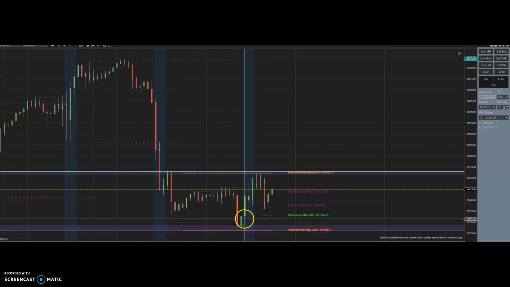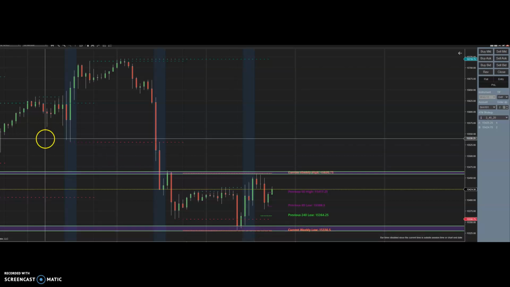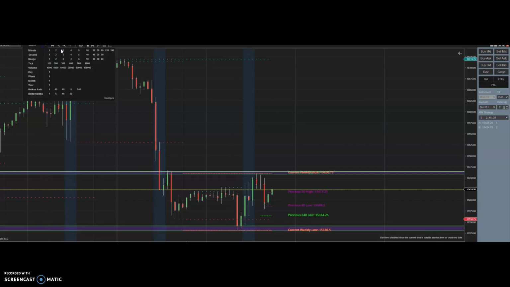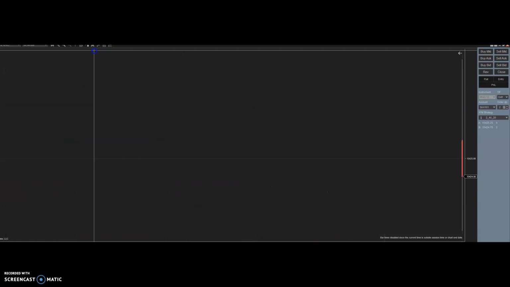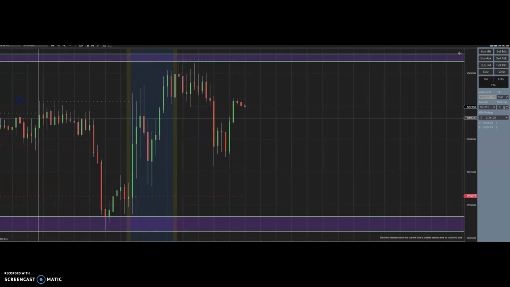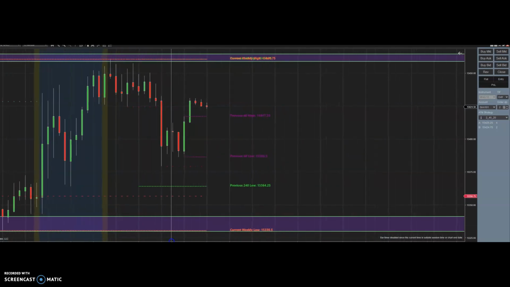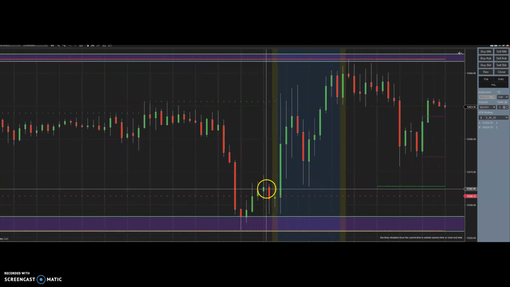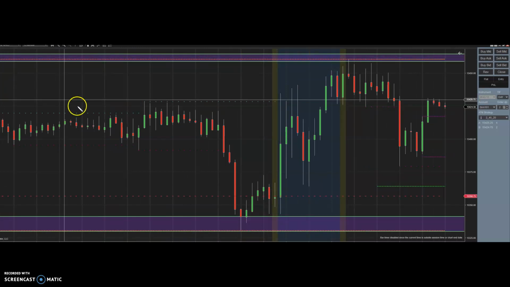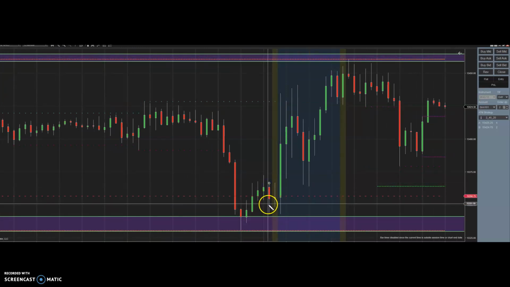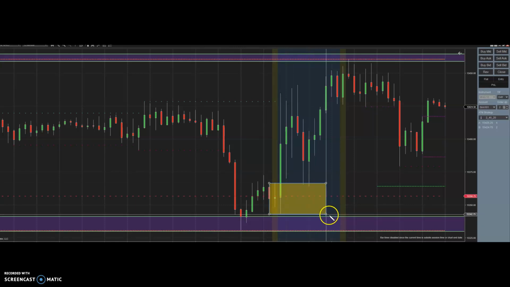Okay. So going into the New York session, she comes down to the current weekly low and did not close above there. I immediately drop down to my smaller time frames and I start looking for supply and demand off of the 15-minute chart. Once I identify where my supply zone is on the 15-minute chart, I kind of like box that. And I saw that she was sitting on top of the hourly floor.